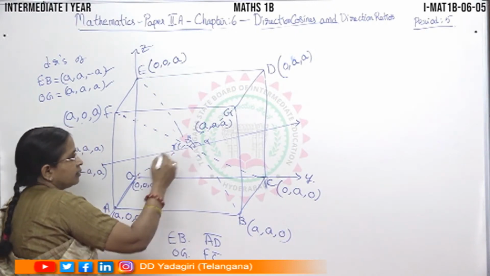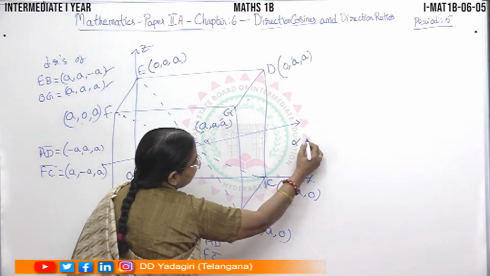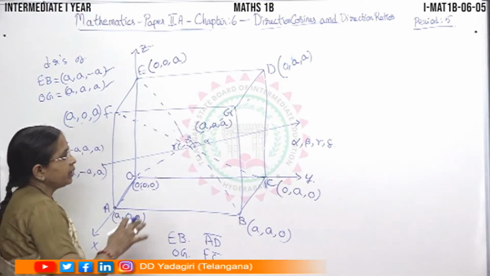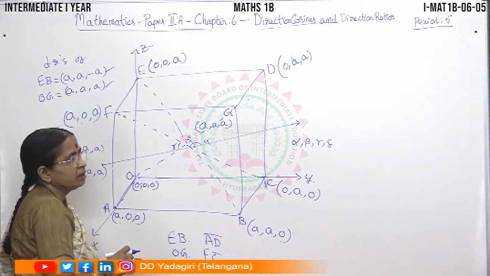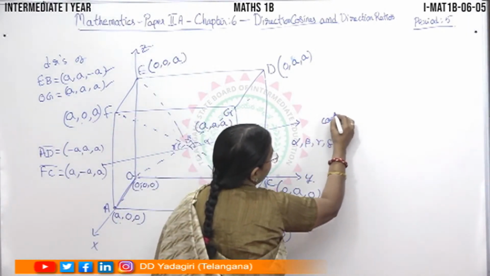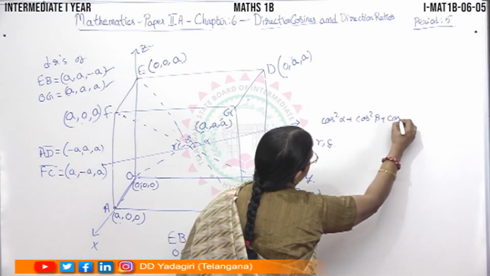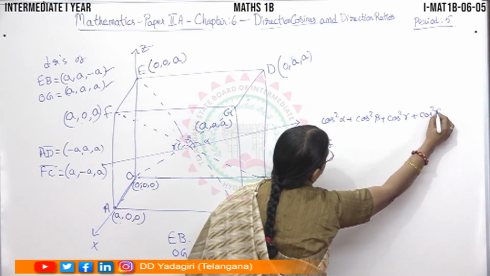And another diagonal makes an angle delta. So alpha, beta, gamma and delta are the angles made by this ray with the four diagonals. Then find the value of cos square alpha plus cos square beta plus cos square gamma plus cos square delta. That is the problem.